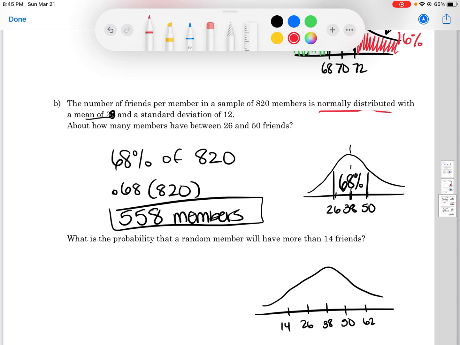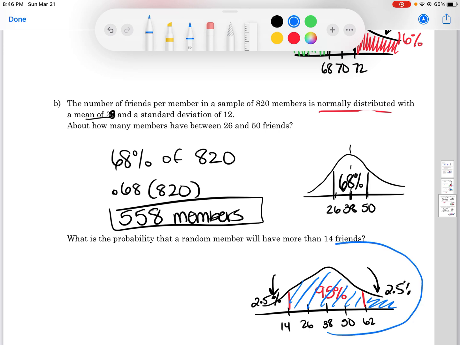All right, more than 14 friends. Well, we know from here to here, 2 standard deviations is 95%. Now, if we want more than 14, we want all the blue and all of this space over here. Well, if that's 95% there, we have to split the other 5% between here and here. So this is 2.5, and this is 2.5. And if we want it to be greater than 14, that's all of this side. So 95% plus 2.5% is going to give us 97.5%.